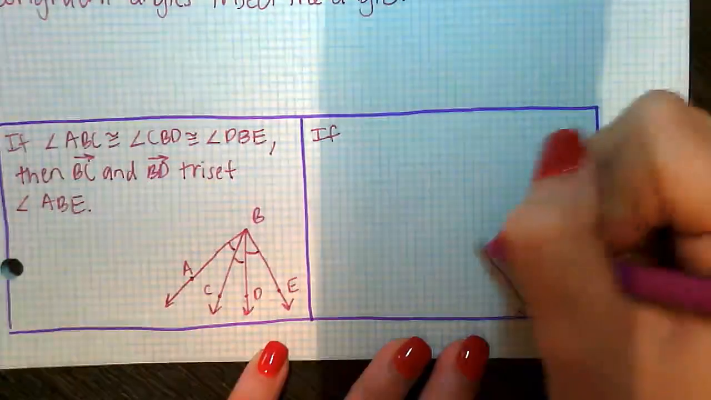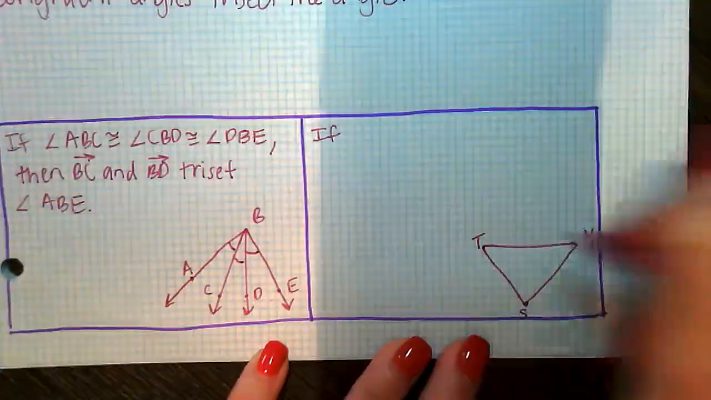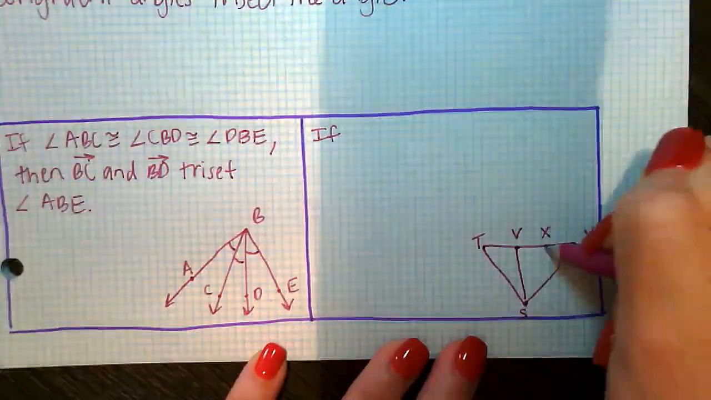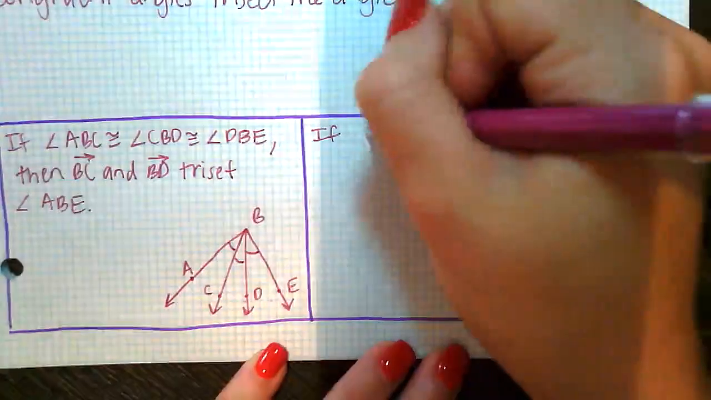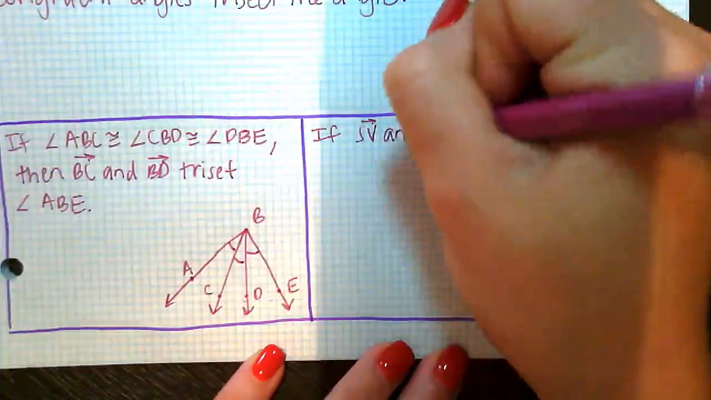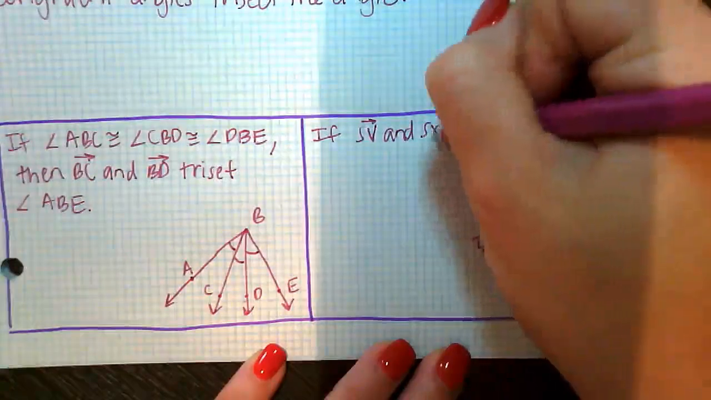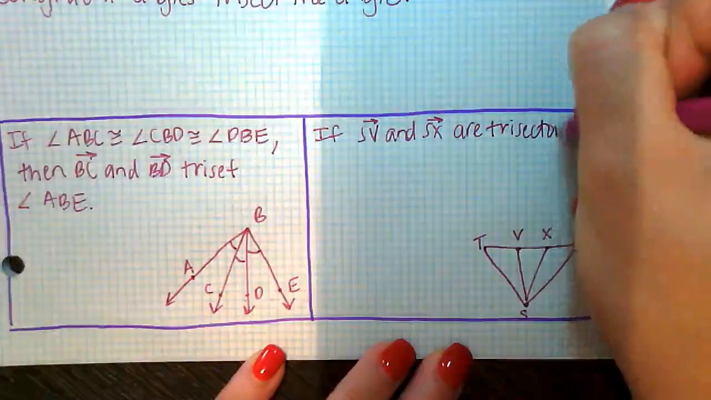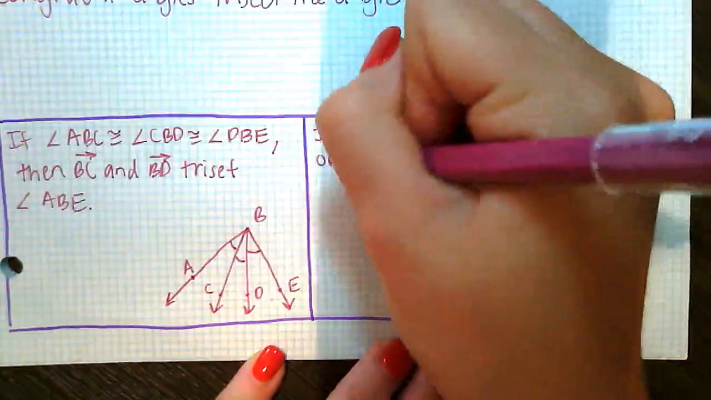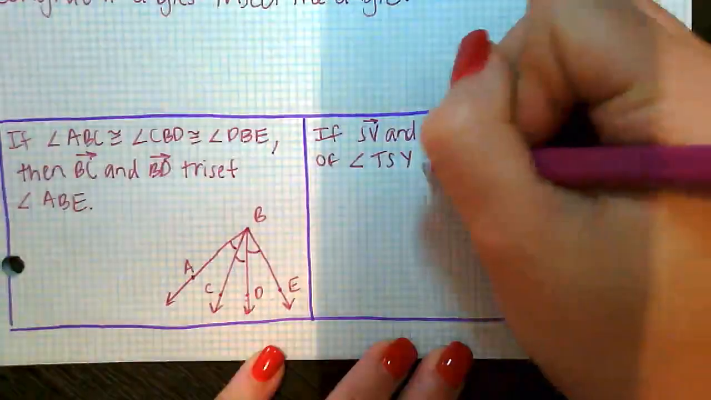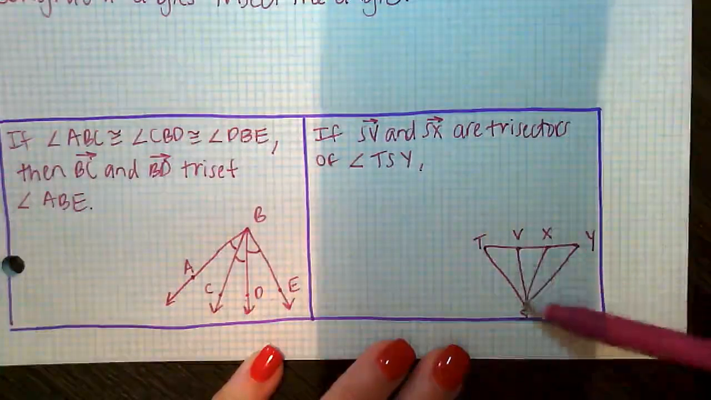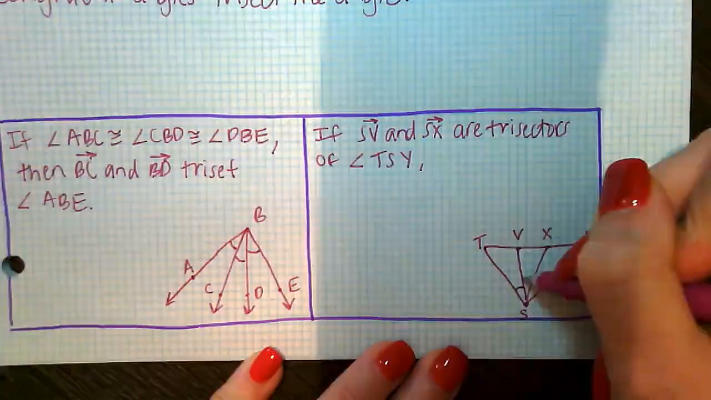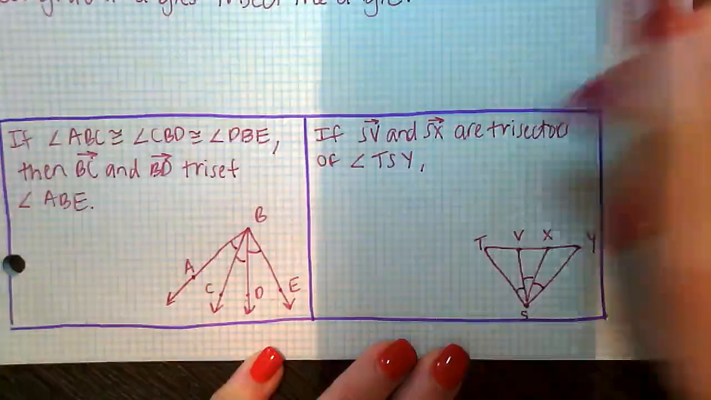Angle S, we have point T, point Y, and V and X. If ray SV and ray SX are trisectors of angle TSY, we could conclude that this angle is congruent to that angle, which is congruent to that angle.